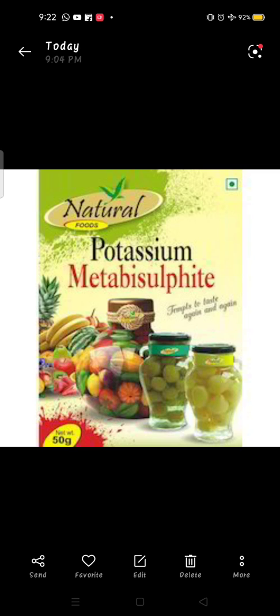Okay? Preservation by sugar. Jams, jellies, squashes are preserved for a long time because of the presence of sugar in them. Sugar inhibits the growth of food spoiling microorganisms by reducing the moisture content of the food.